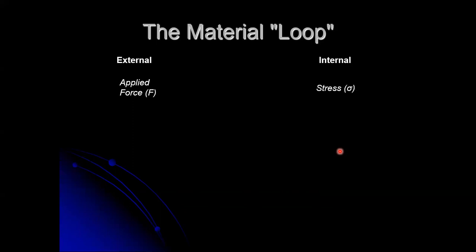Force applied on the outside, on the external side, generates a stress inside. And that stress is symbolized by the letter sigma. That is our normal stress. These two are connected by area. So to get to the stress from the force, we need a piece of geometry. We need the area. The normal stress was the force divided by the area.